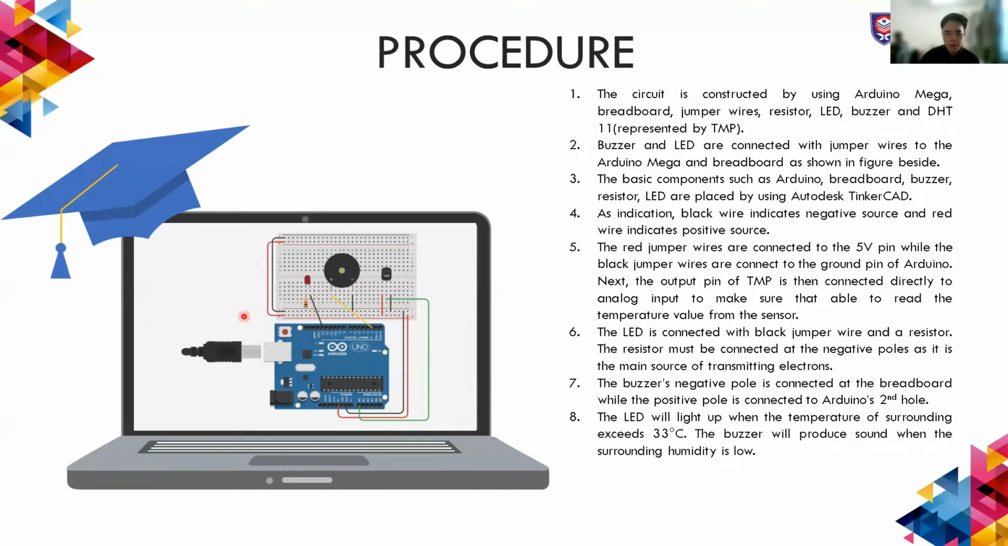7. The buzzer's negative pole is connected at the breadboard, while the positive pole is connected to the Arduino second hole. Finally, the LED will light up when the temperature of the surrounding exceeds 33 degrees Celsius. The buzzer will produce sounds when the surrounding humidity is low.